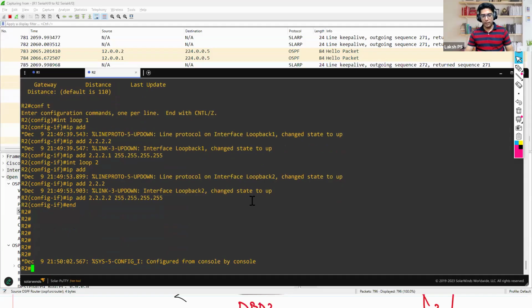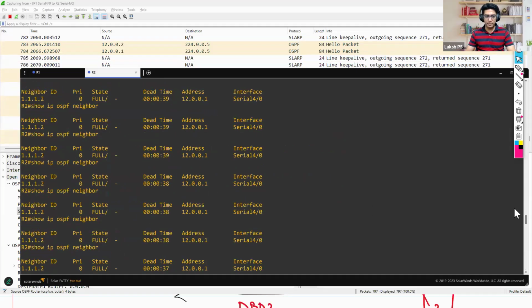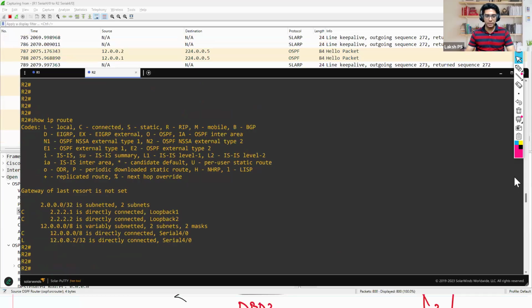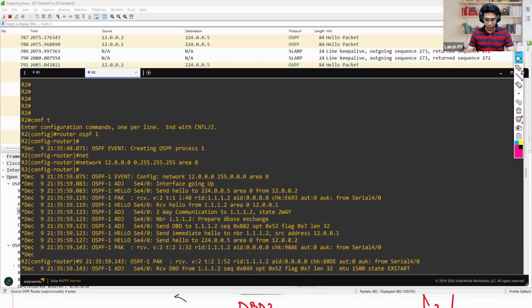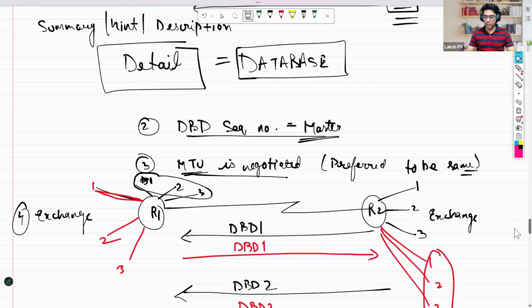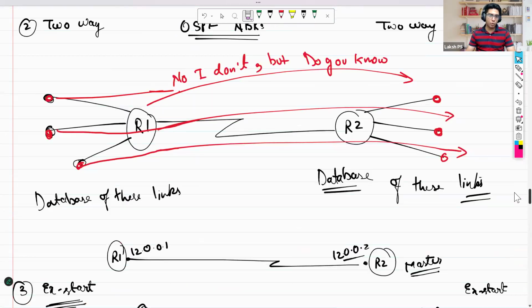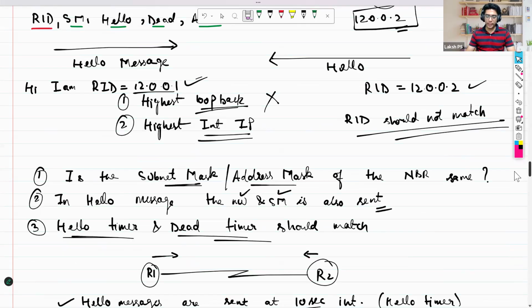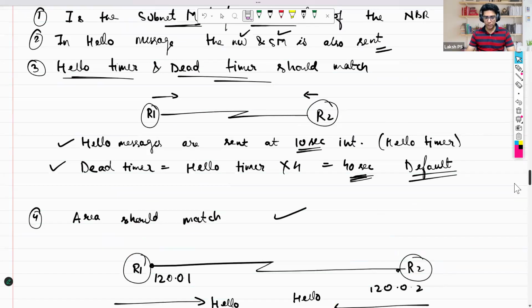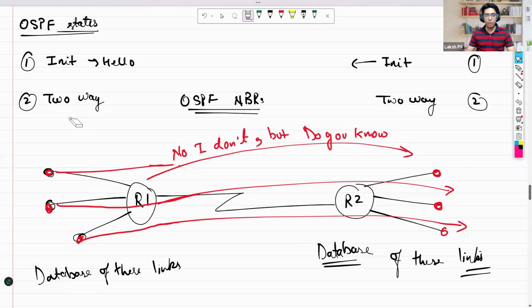Now, we just saw hello messages have been exchanged between the two routers. And we also discussed the OSPF states in our previous session. Once the hello messages are exchanged and these parameters like the router ID, area, hello timer, and dead timer are matched, they move into the state called the two-way state. They move into the two-way state, thereby calling themselves OSPF neighbors, right? And we can see that over here.